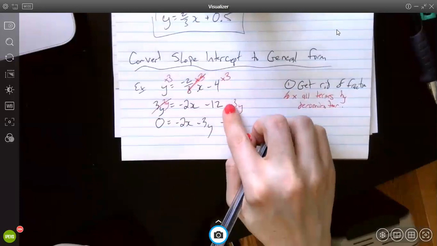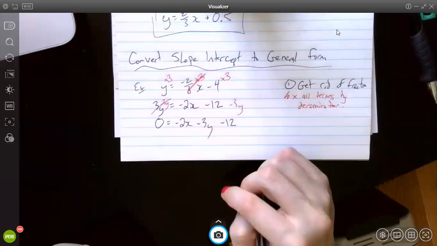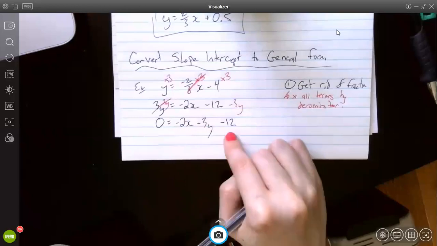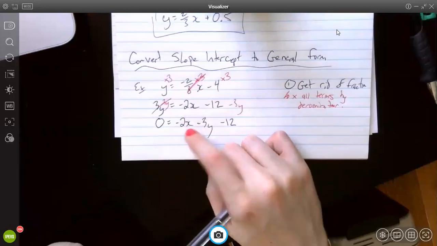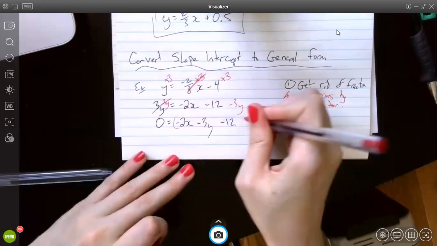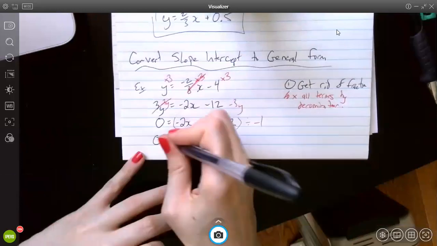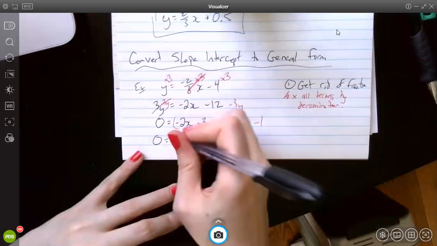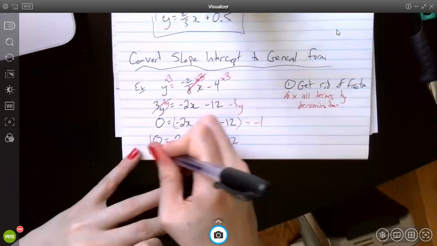So even if this was like a plus 12 here, this would be a minus sign, and then that would be a plus. And then the last thing you have to remember is all of our numbers have to be whole numbers, which they are, but the number in front of the x has to be positive. So what we're going to do to fix that is we're going to take this entire equation and divide it by -1. And all that does is it changes the signs of everything in the equation. So I'll end up with 2x plus 3y plus 12 as my final answer.